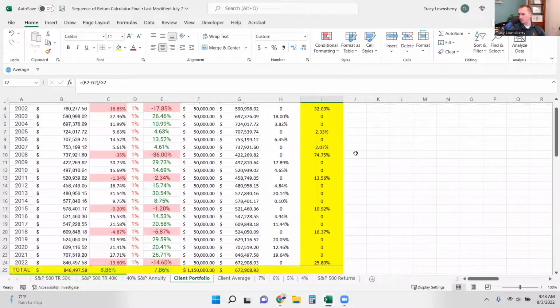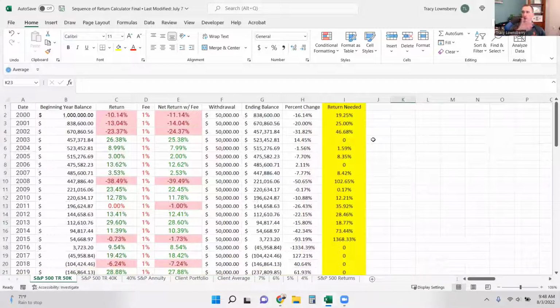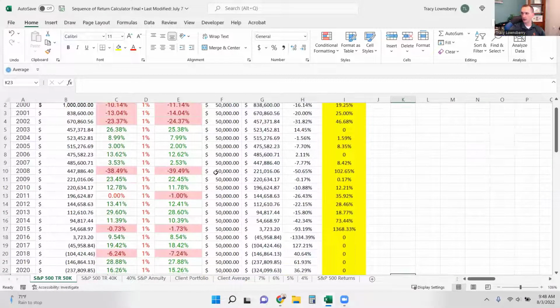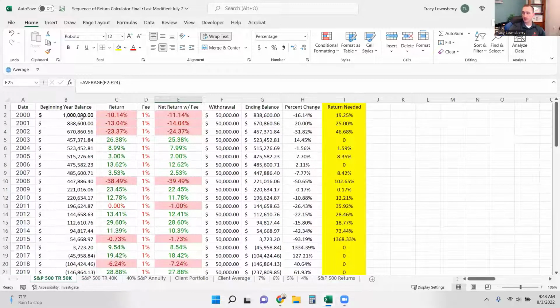Okay, so with that being said, we're going to go all the way over to the S&P 500. So we use a couple different things. We use the S&P versus their portfolio and kind of show them that. So this is the S&P total return. Here's your average down here, 6.01% during that time, which was not a great 22 years. Minus a fee, you're at 5.01. So in this one, if you had $1 million, drawn 50,000, you actually ran out of money in 2016.